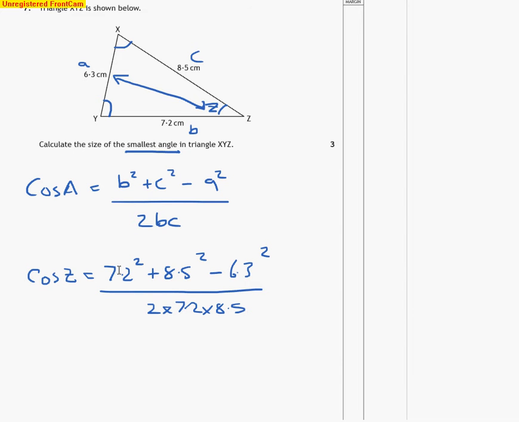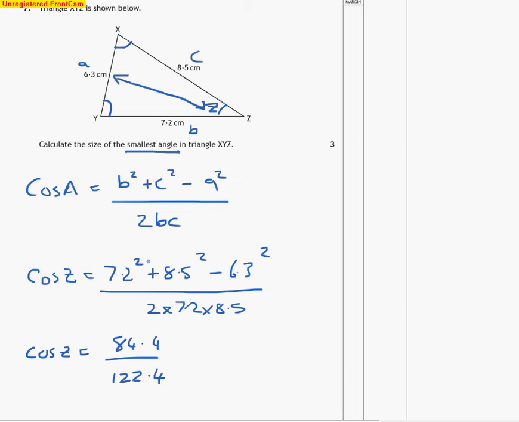So if we work this through in a calculator, we're going to end up with cos of z is equal to 84.4 divided by 122.4.